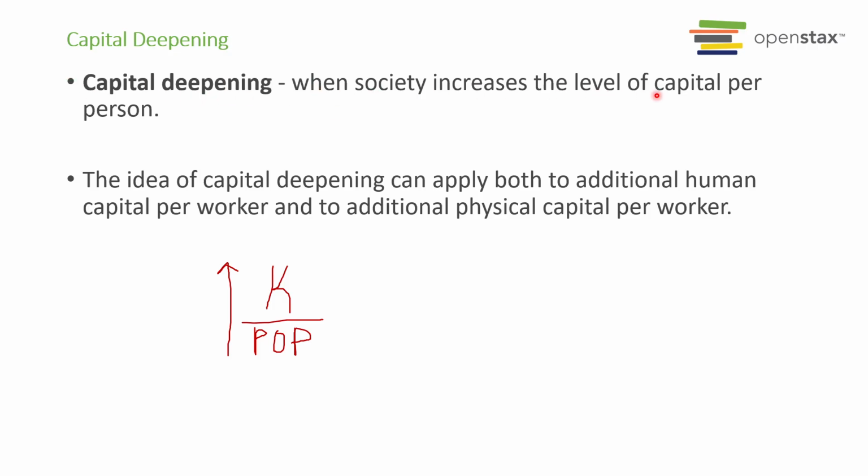When society increases the level of capital per person, hopefully it's not done by decreasing your population. Hopefully it's done by increasing the capital stock at a higher rate than your population's growing. All right, and this applies not just to physical capital, it also applies to human capital. So this would happen, for instance, if more people got a higher level of education.